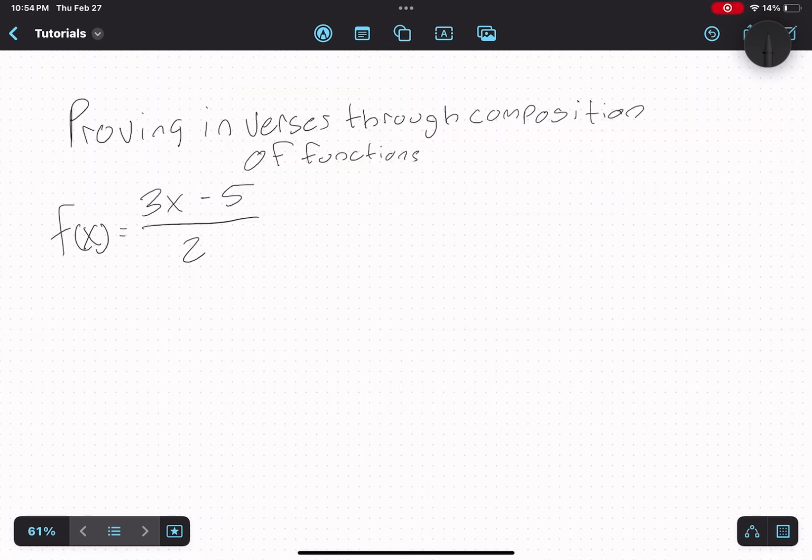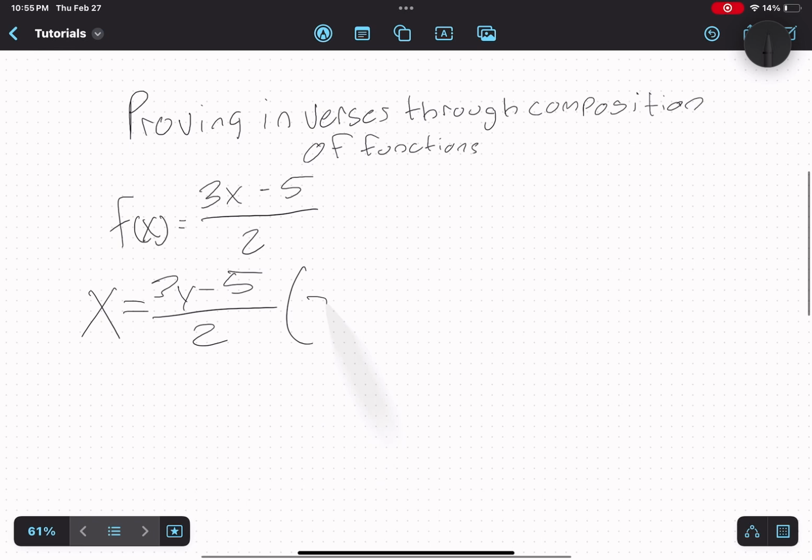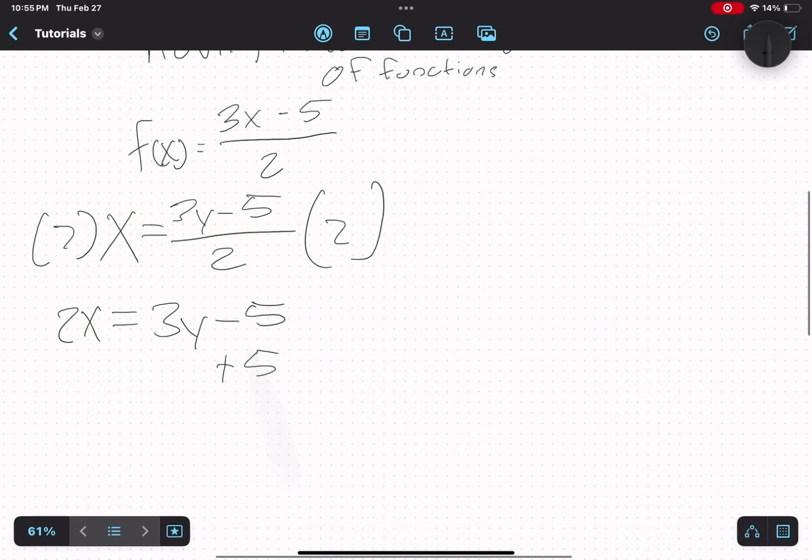Here we have the first equation from yesterday's video, and again we're going to prove it through composition of functions. So we have f of x is equal to (3x minus 5) over 2. Let's get the inverse. We're going to switch our variables. x is equal to (3y minus 5) over 2. Multiply both sides by 2. 2x is equal to 3y minus 5. Add the 5 to both sides. 2x plus 5 is equal to 3y.